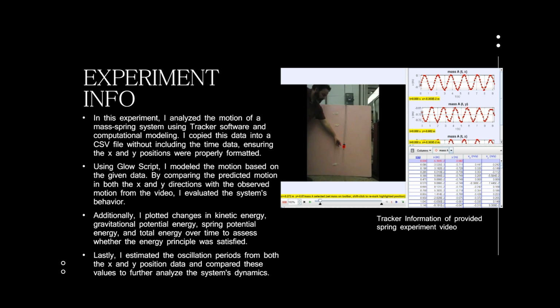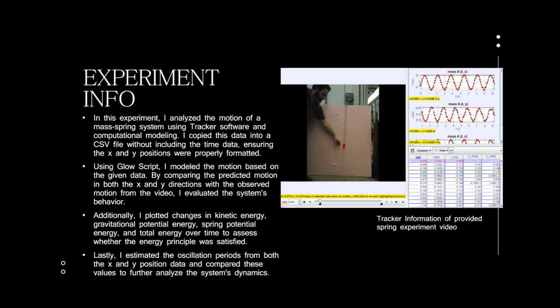In the experiment, we had a video, and I used Tracker to analyze the motion of the mass spring system using computational modeling and the point mass software within Tracker. I copied this into a CSV file without including the time, ensuring that only the X and Y positions were included. And I used a GlowScript to model the computation of the energy graphs according to the X and Y directions using the system's behavior observed from the video.